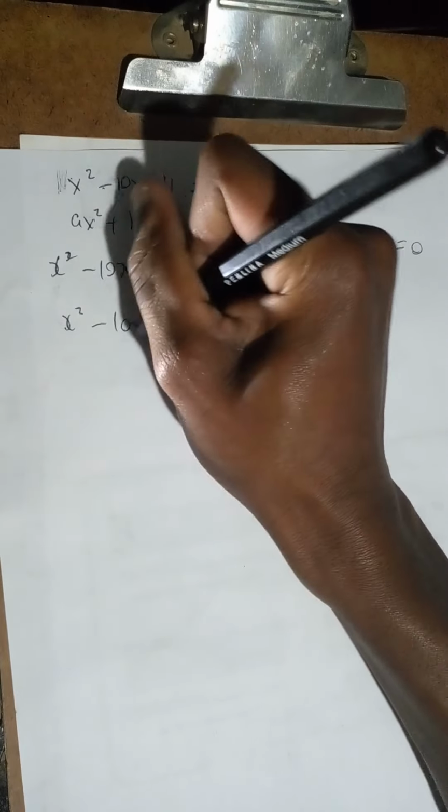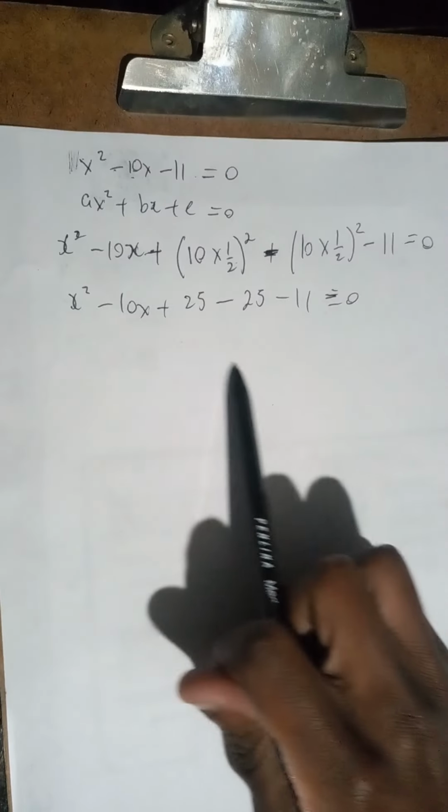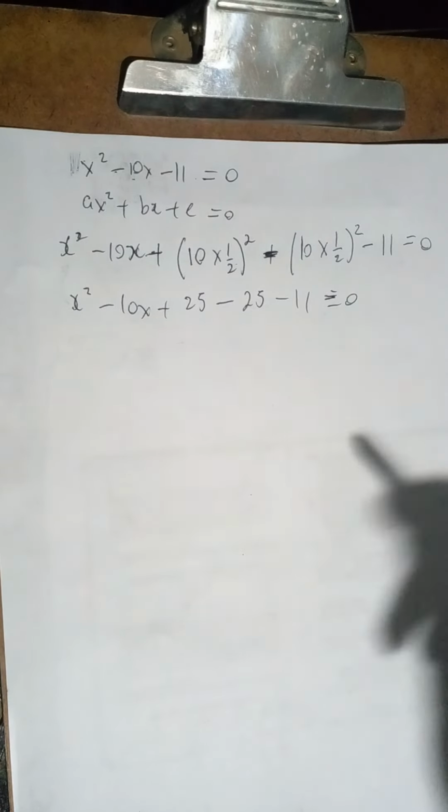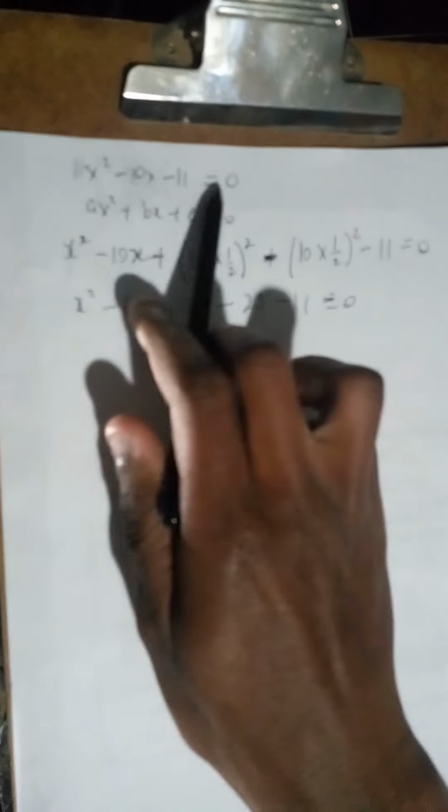And then from here, guys, you just punch it into a calculator. The half of 10 is 5, and then 5 squared is 25. So it's going to be plus 25 and then minus 25, and then you're going to have minus 11 equal to 0. So guys, when you check, you have plus 25 and minus 25. That simply means that you did not change the entire equation. The entire equation is still the same as this one.